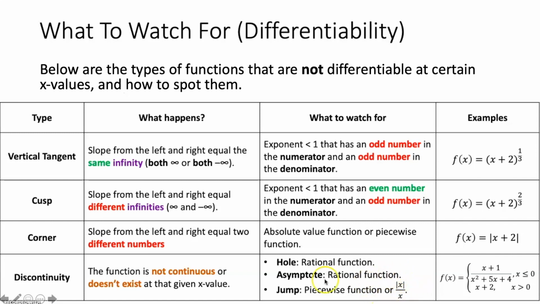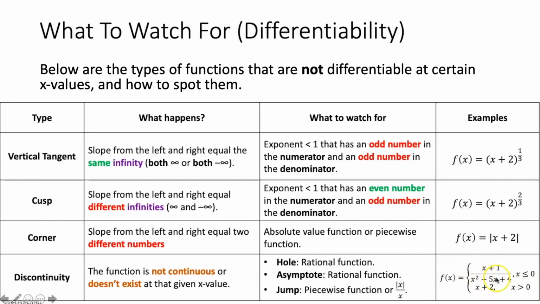A jump occurs usually in a piecewise function, or in this little function right here where you have absolute value of x over x, or absolute value of x plus 1 over x plus 1. These both create jump discontinuities. So this example right here actually has a hole, an asymptote, and a jump.